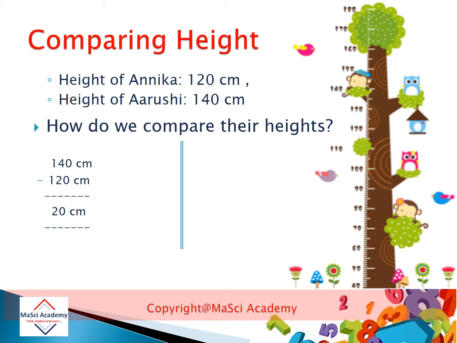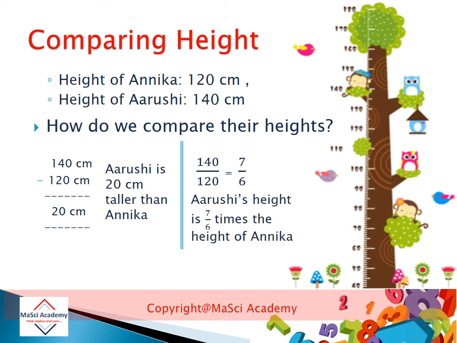One way is that we subtract the height of Anika from the height of Arushi, that is 140 minus 120, which gives us 20 centimeters. So we say that Arushi is 20 centimeters taller than Anika. The other way is we divide the height of Arushi with that of Anika, that is 140 upon 120, which comes out to be 7 by 6 in the lowest form. So we say that Arushi's height is 7 by 6 times the height of Anika. The first method is called comparison by difference and the second method is called comparison by division.